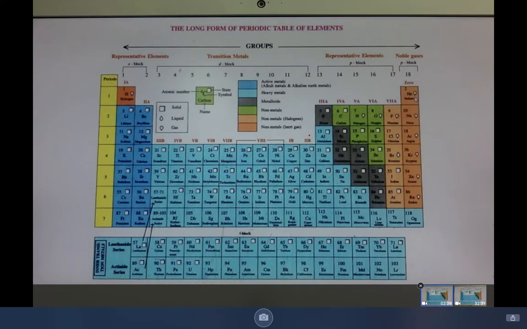It's also known henceforth as the shortest period in the modern periodic table. Let's go to period number 2. I am assuming period number 1 is very clear because it's so very simple and straightforward. Period number 2, you have 1, 2, 3, 4, 5, 6, 7, 8 elements. So let's go one by one.